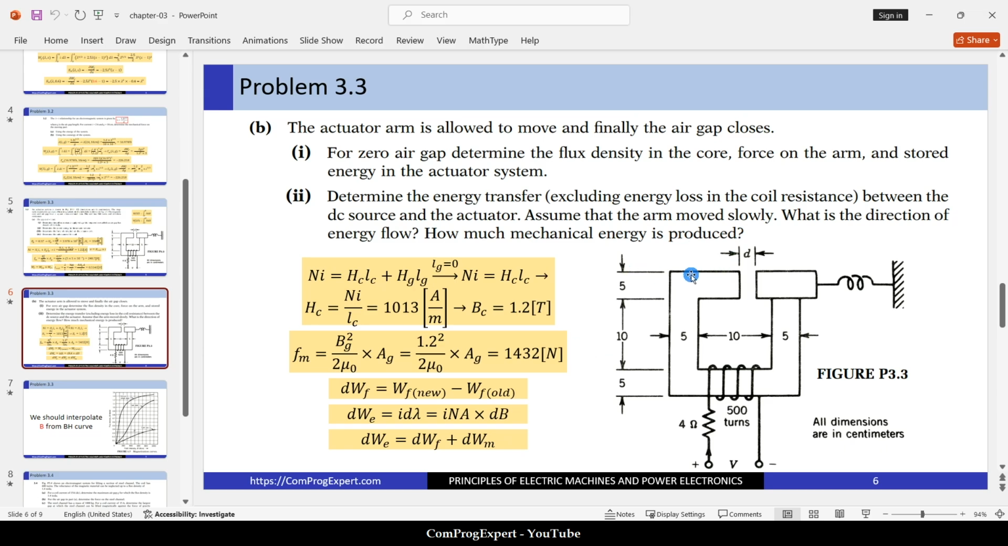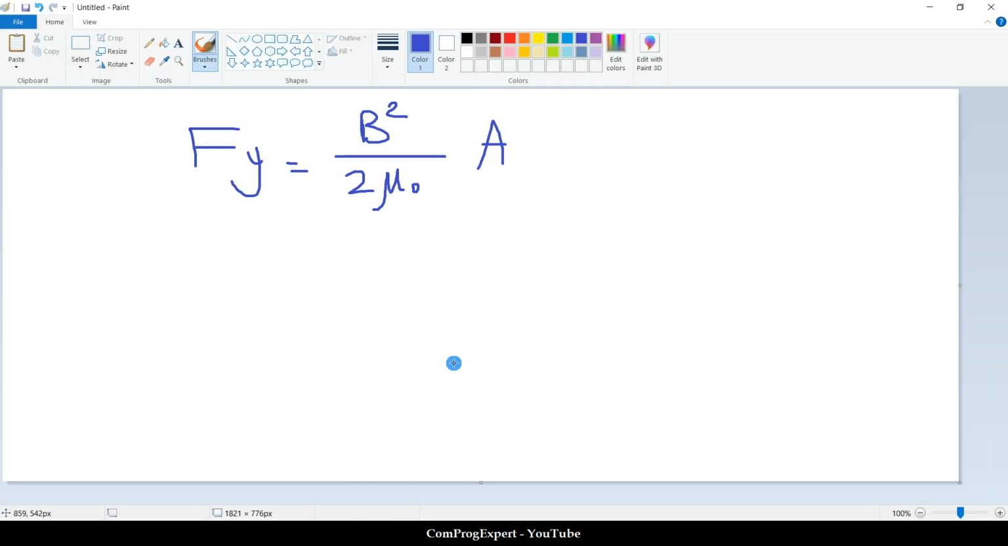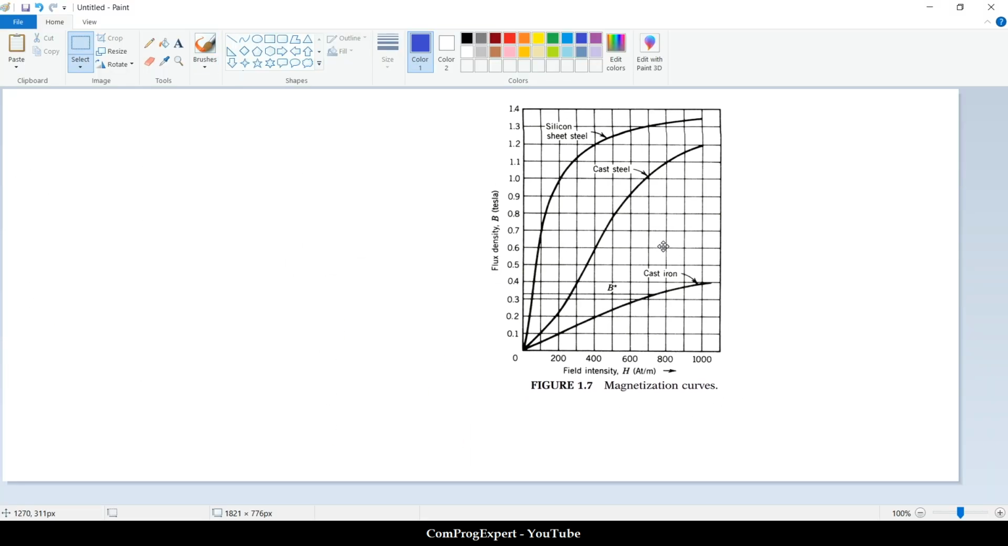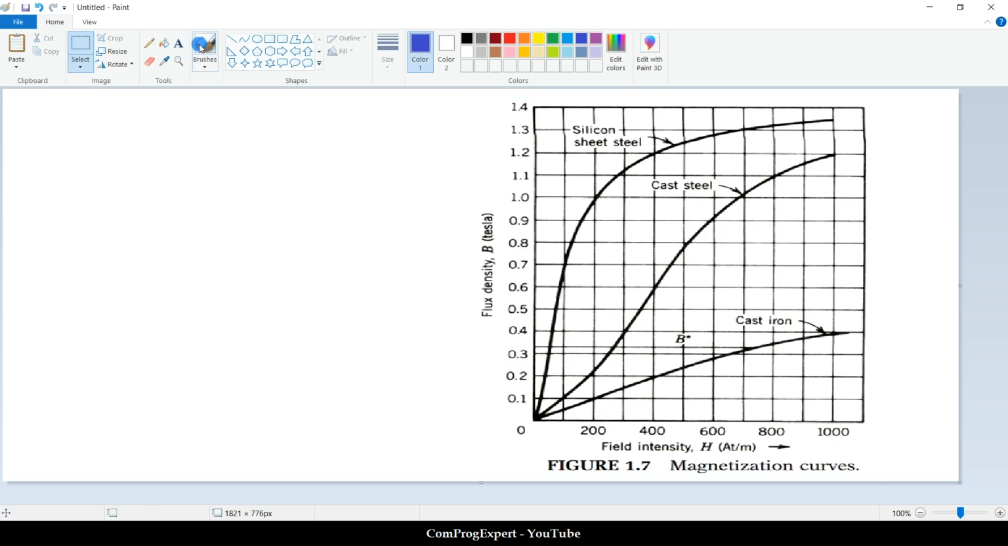In this case, again, we can use integration. The value of the flux density in the core is 1.2 Tesla. This number, yes. And this is the value of the H. How much is the stored energy in the magnetic field? It is the area of this region. This is the energy density. We should multiply it by the volume of the core.